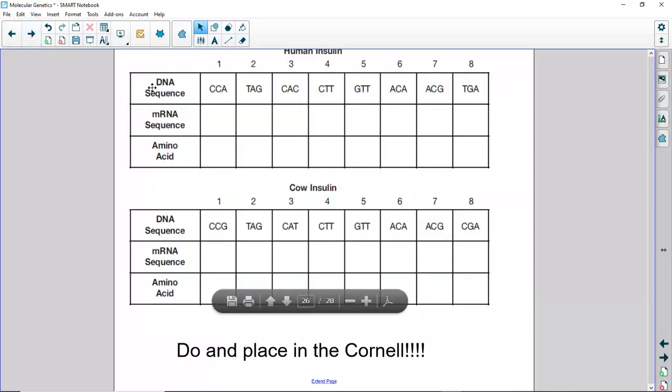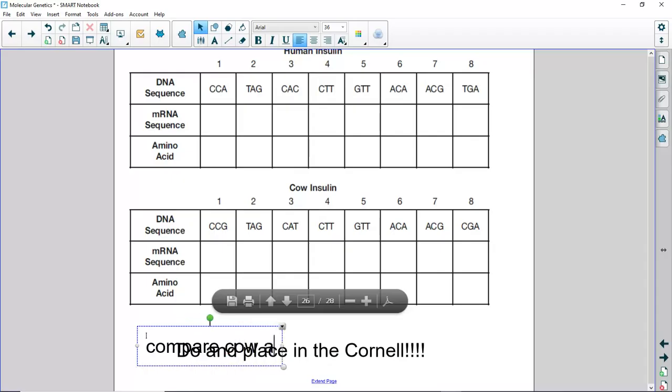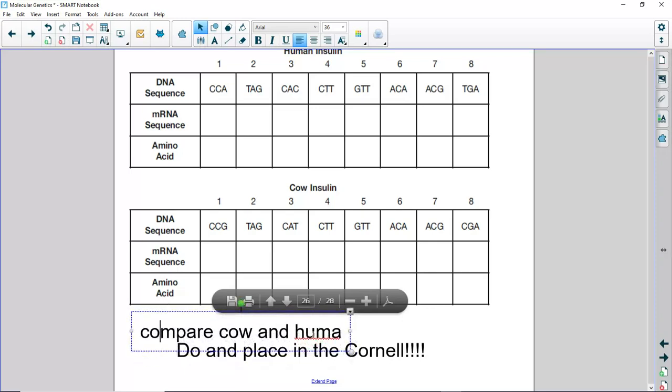All right, we're going to ask you to conclude here by also placing this example in the Cornell notes, but I am not going to do that. And then we're going to compare cow insulin. I want you to compare cow and human. And I want the answer placed in the Cornell notes. Better listen to these things. I'm looking for these examples.